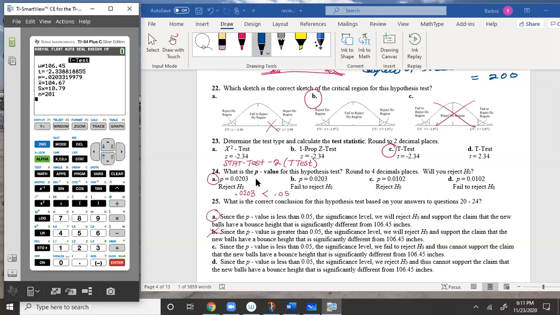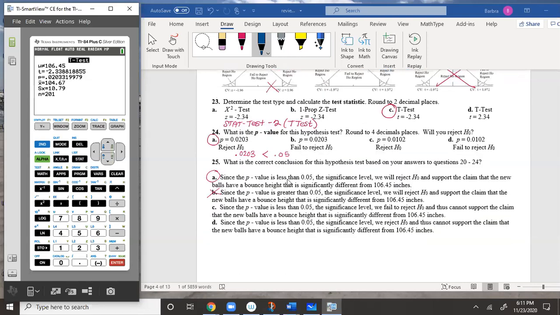And 24, the p-value is 0.02033. And we compare the p-value with alpha, which is 0.05. Since the p-value is smaller, we reject the null. So the correct answer for 24 is A. So since the p-value is smaller than the significance level, we reject the null and support the claim that the balls have a bounce height that's significantly different from 106.45 inches. So the correct answer for 25 is A.